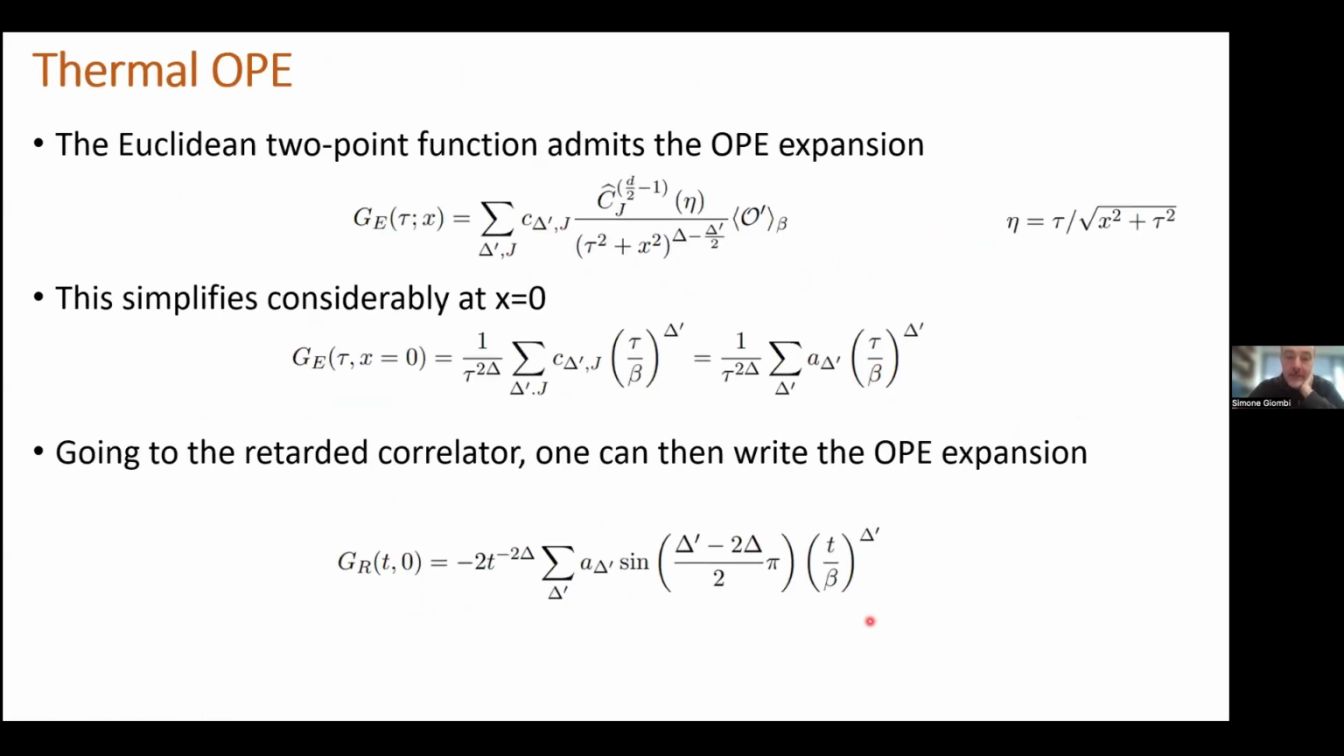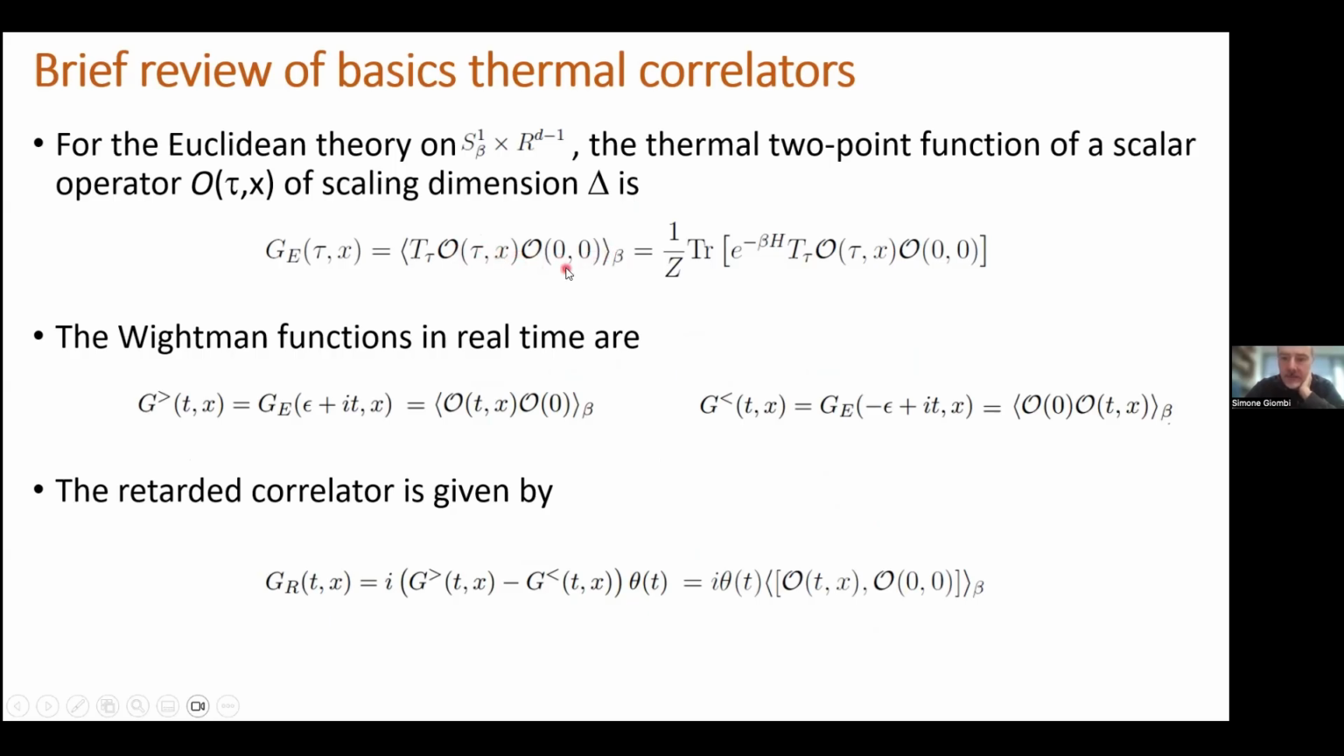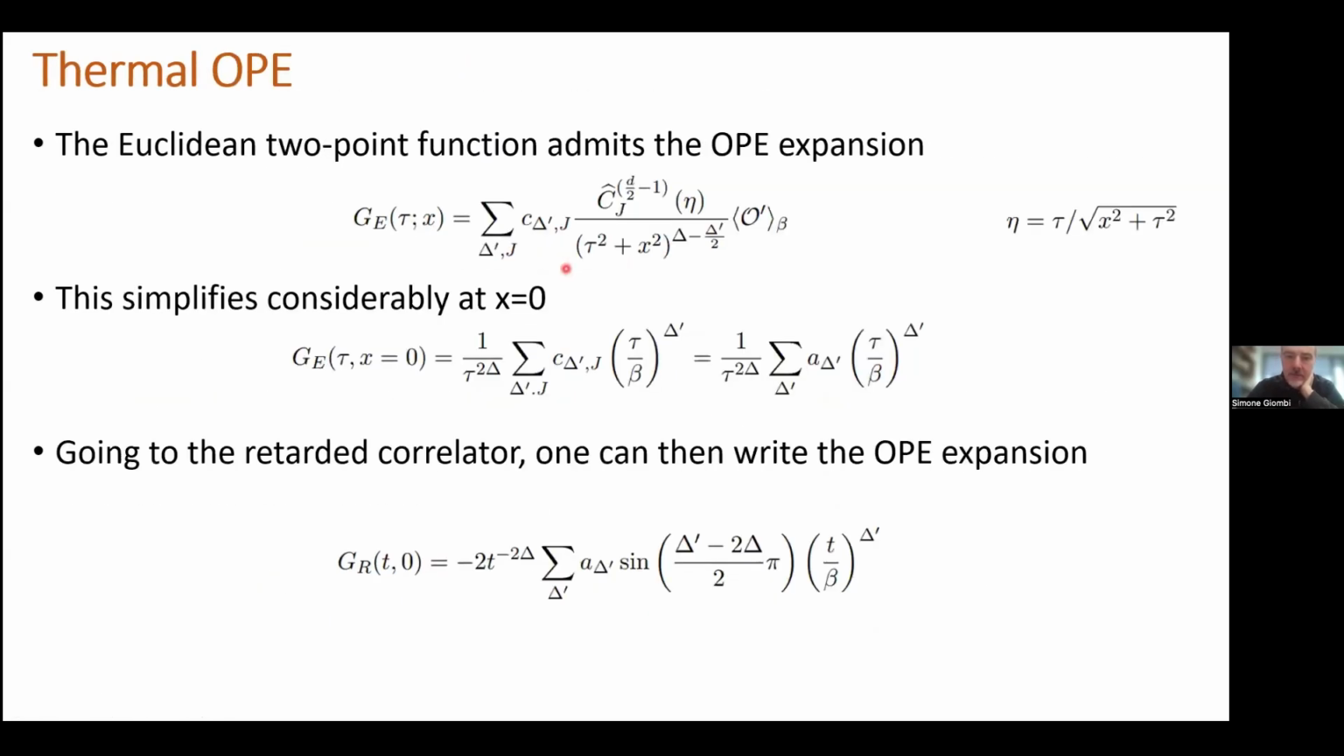And the Euclidean thermal two-point function, as is well known, admits an OPE expansion. We basically can bring together the operators using the OPE, and then this two-point function reduces to a sum of one-point functions, where these are some Gegenbauer polynomials, and eta is given here on the side. This OPE simplifies considerably if one takes, for example, x equal to 0, like take the operators to be at the same spatial position. And the structure in that case looks simply like this, as a series in powers of tau over beta.